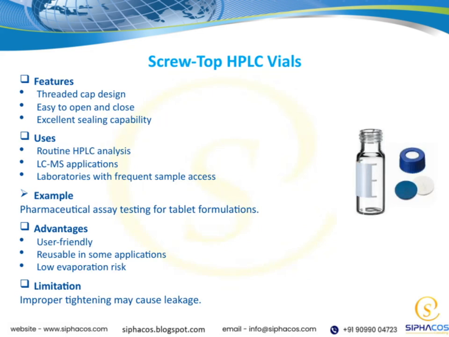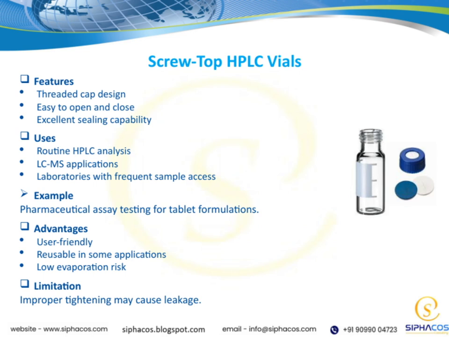Now, let's talk about screw-top HPLC vials. These vials feature a threaded cap design, which makes them really easy to open and close securely. This design provides an excellent sealing capability, helping to prevent sample contamination or evaporation. They're commonly used in routine HPLC analysis, especially when you need quick access to samples. They also work well in LC-MS applications, where maintaining sample integrity is crucial. Laboratories that handle frequent sample access often prefer these vials for their convenience and reliability.